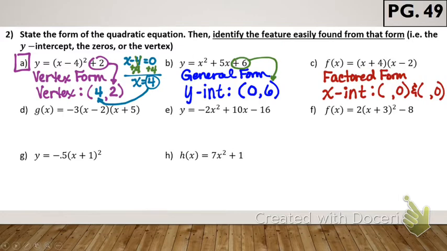So I do x plus 4 equals 0, so I'd subtract 4 from both sides. One of those x-intercepts is at negative 4. And then the other one's positive. The other one is positive 2. That's correct.